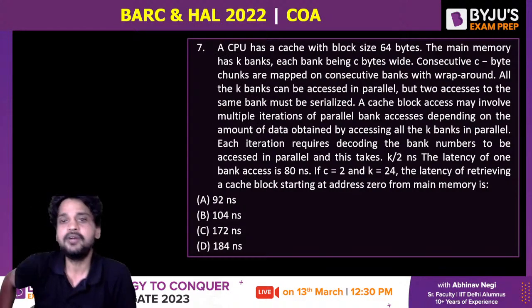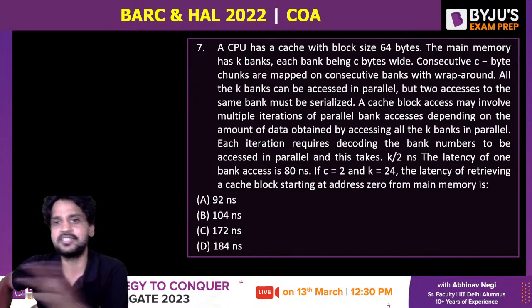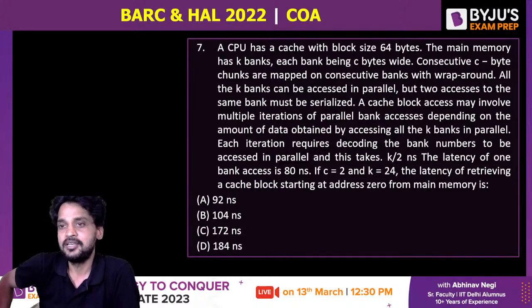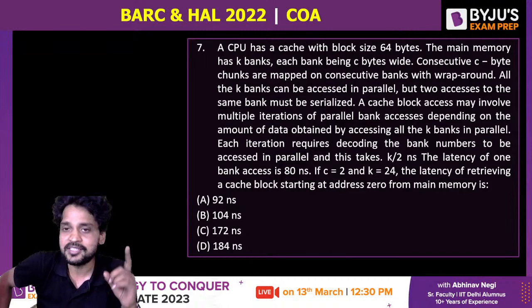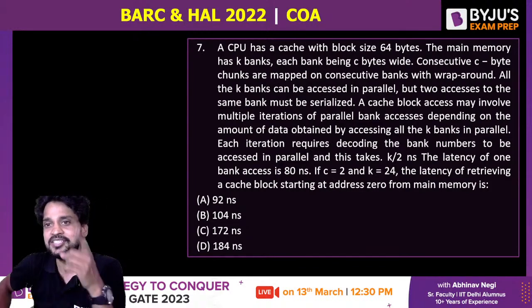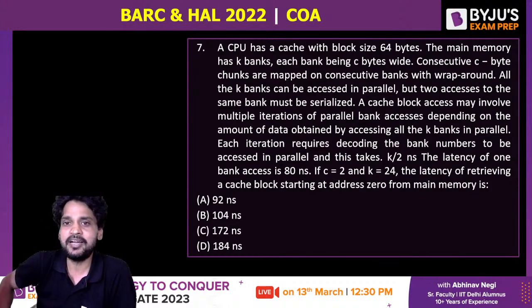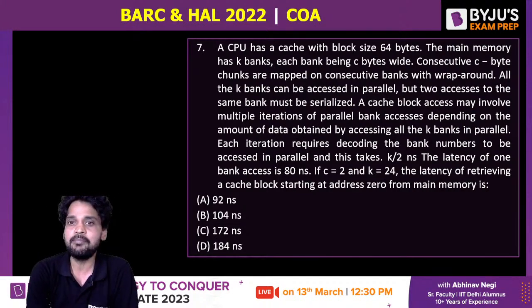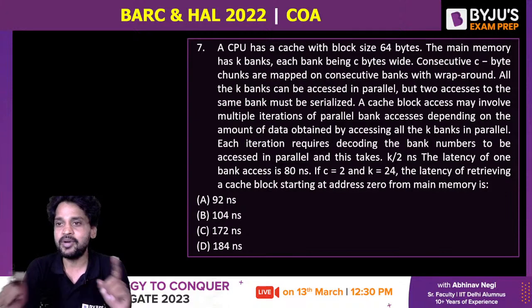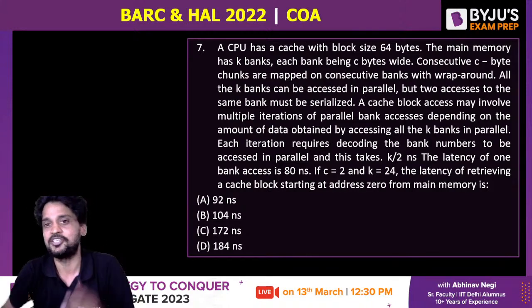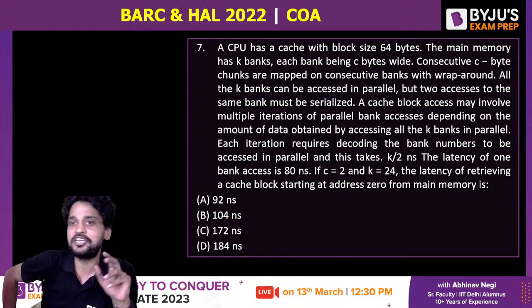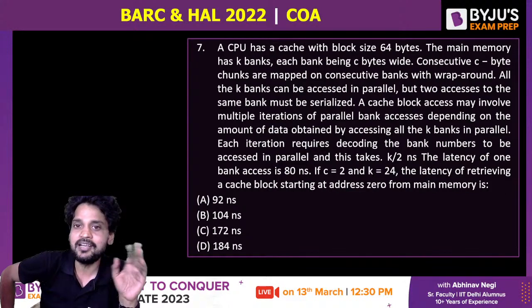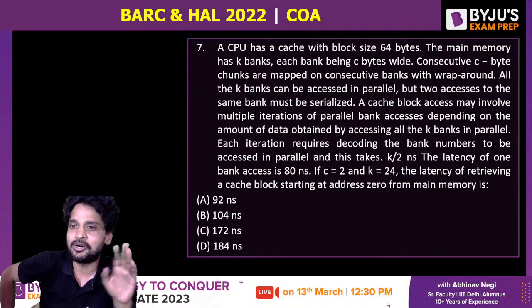a CPU has a cache with a block size of 64 bytes. Stay focused. The main memory has k banks, each bank being c bytes wide. Consecutive c byte chunks are mapped on consecutive banks with a wraparound. All the k banks can be accessed in parallel, but two accesses to the same bank must be serialized. A cache block access may involve multiple iterations of parallel bank access depending on the amount of the data obtained by accessing all the k banks in parallel.